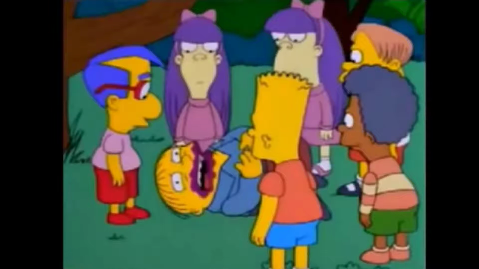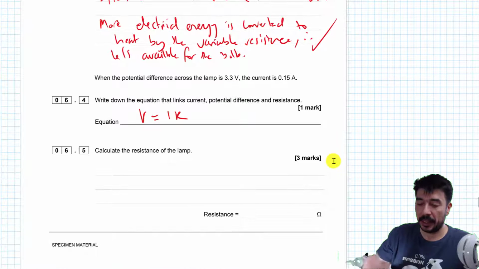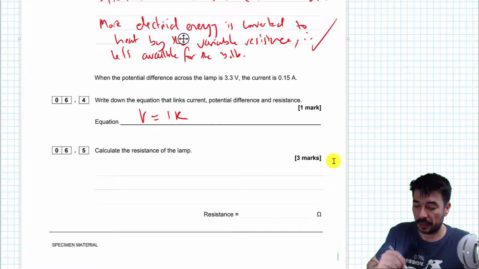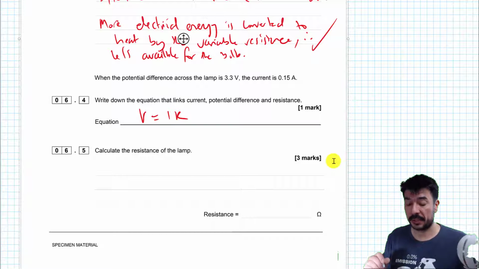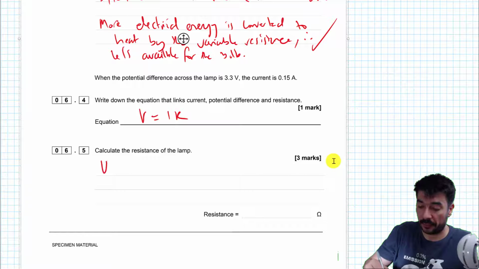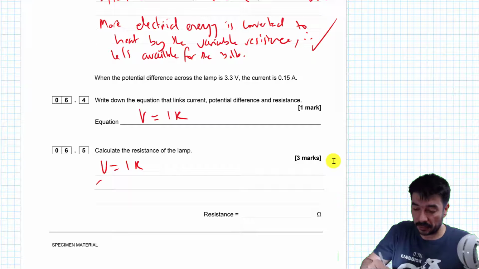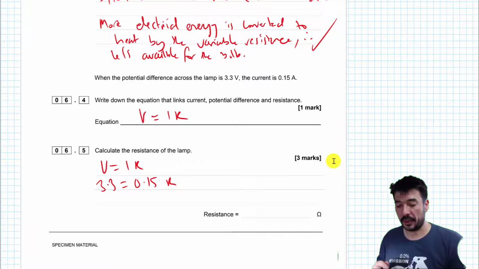Calculate the resistance of the lamp. Okay, again, if you're not sure how to rearrange these equations, I would just divide both sides by R, but let's do the standard procedure. Sub the numbers first. So write your formula. V equals IR. This is one of the ones you need to know. V is 3.3. I is 0.15, and R is what we need to find.